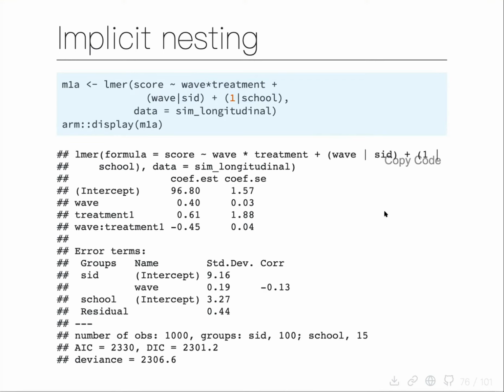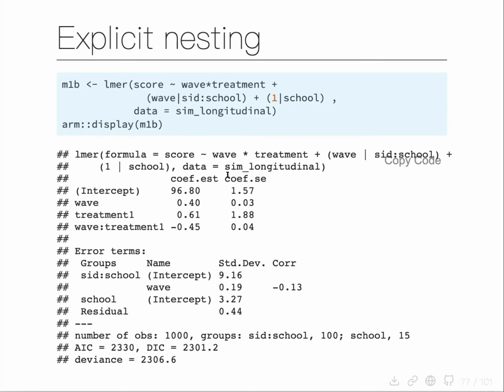If instead every SID is not unique, so we have the same SID repeated across multiple schools. So SID 1 in school 1 is not the same student as SID 1 in school 2. Okay, if that is the case, then you have to use explicit nesting syntax, which just looks like this. So we have wave varying randomly around SID nested in school. Okay, and then intercept randomly varying across school.